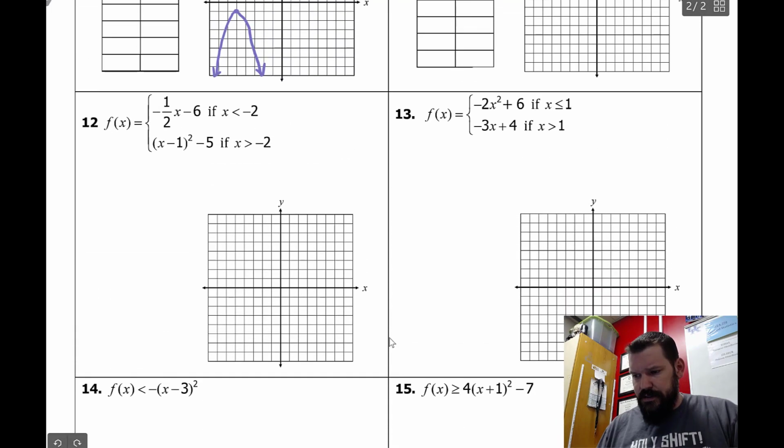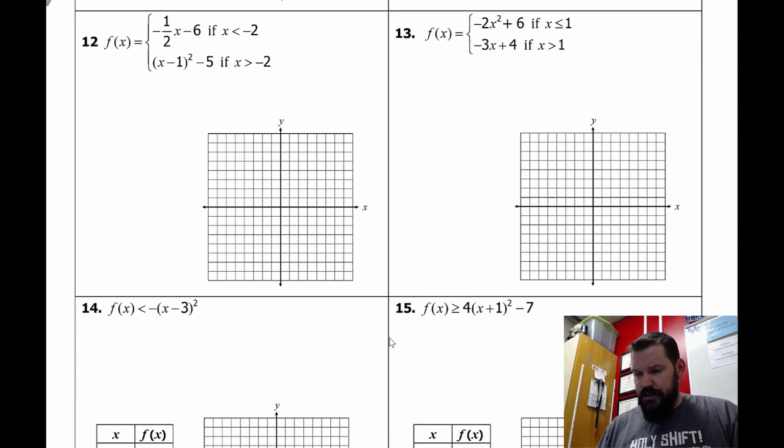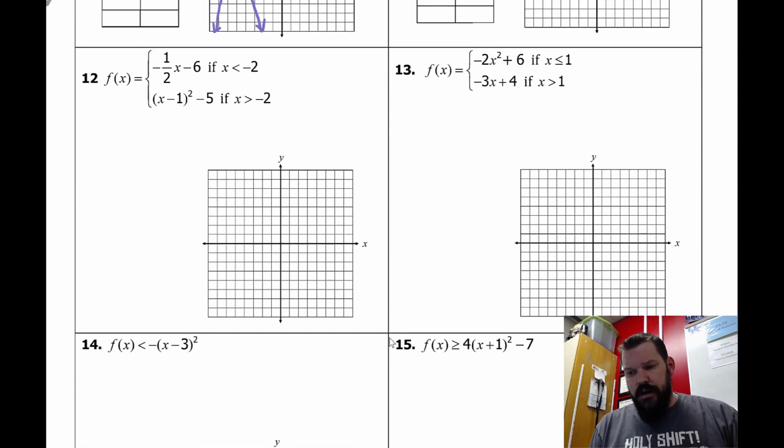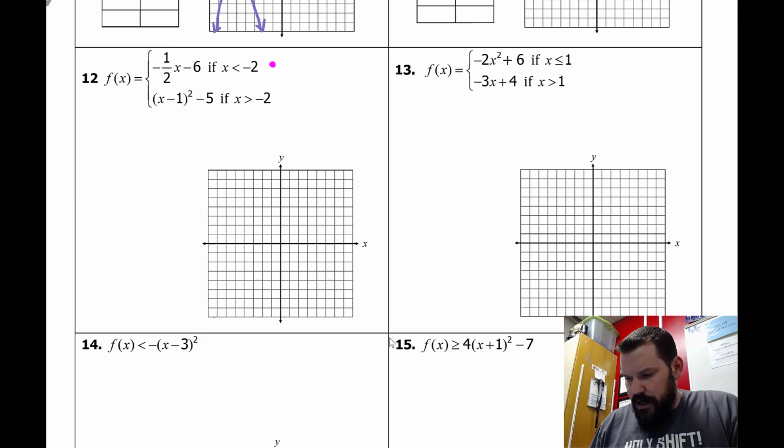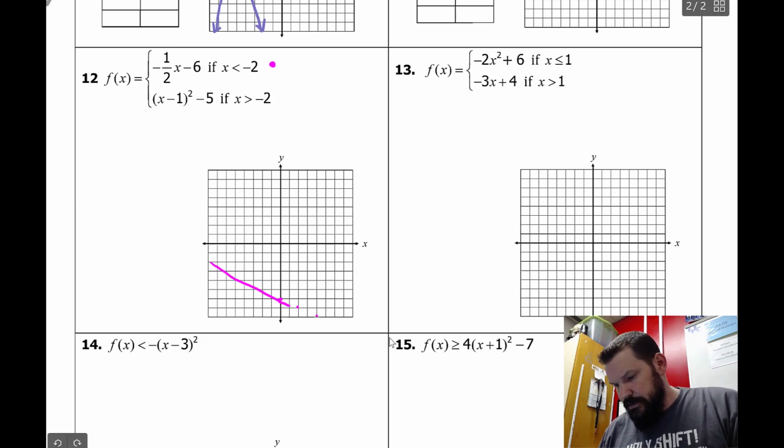I'll look at a couple of these, and then we'll be done. With number 12, we're given a piecewise function. The first thing that we have is this graph that I'm going to do in pink. It's -1/2 x minus 6. Remember, I told you before, when you're doing a piecewise, graph the entire function and then erase what you don't need. So we have a y-intercept of -6, 1, 2, 3, 4, 5, 6, and a slope of -1/2. So that means we go down 1 over 2, down 1 over 2, and I get this graph right here.